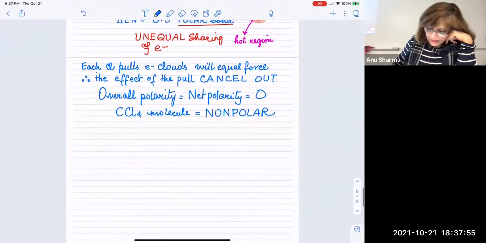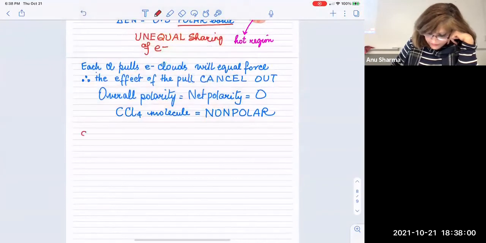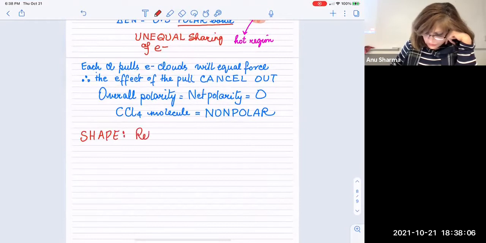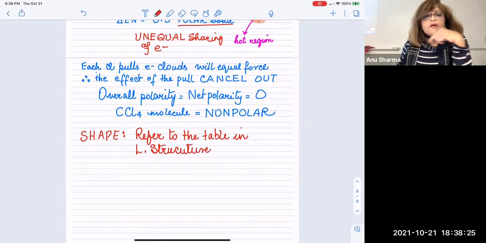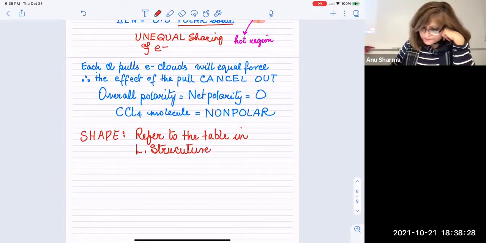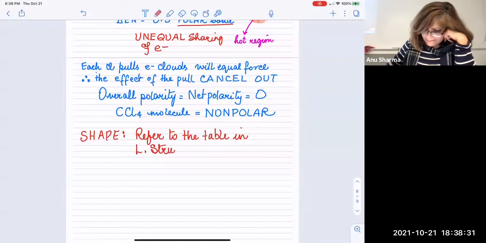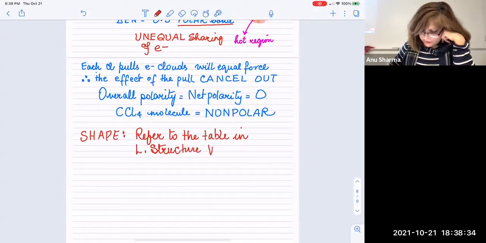Now let's look at the shape. For the shape, refer to the table in the Lewis structure worksheet. You can actually print that table out and keep it with you. Okay, Lewis structure worksheet.